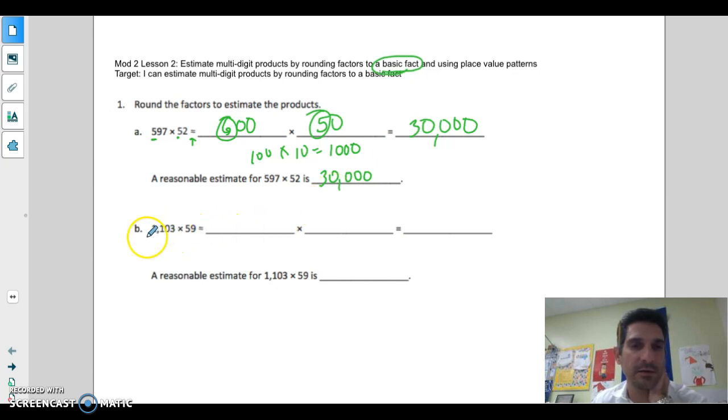So like down here, I would round this to 1,000. I'd round this to 60. And I would look at this, 6 times 1 is 6. 1,000 times 10 is 10,000, so that would be 60,000.